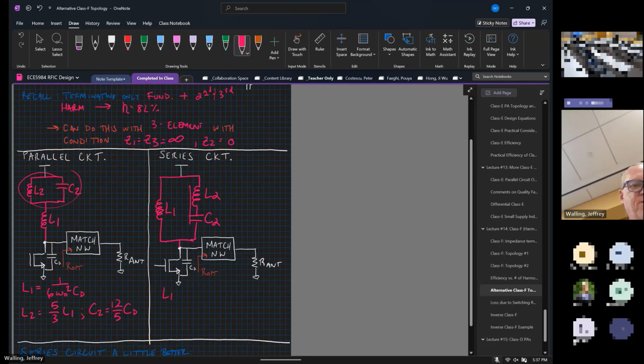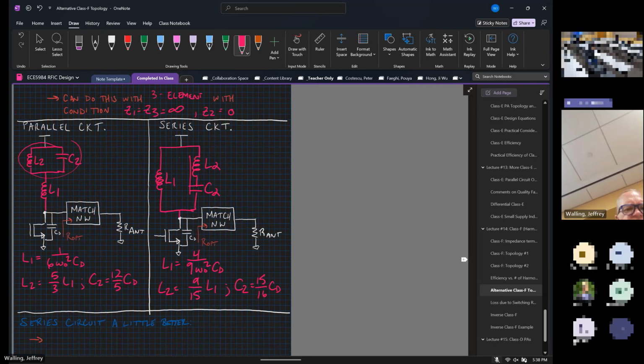So we have L1 in this case equal to 4/(9 omega naught squared times CD). L2 is equal to 9/15 times L1, and C2 is equal to 15/16 times CD.